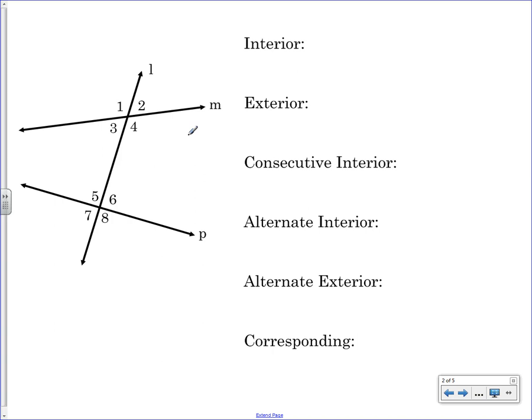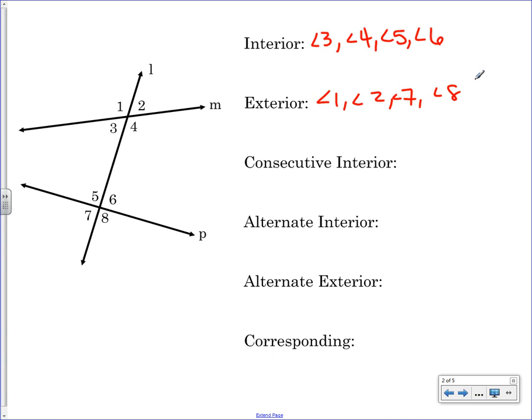So if you look at this, the interior angles are going to be the ones on the interior. Do you guys see that 3, 4, 5, and 6 are on the interior? Do you see that? So I'm going to say interior is angle 3, angle 4, angle 5, and angle 6. Those are the interior angles in this picture. Okay, so then what do you think the exterior angles would be? There's 4 of them. Yep, the outside ones, the 1 and the 2, and the 7 and the 8. Angle 1, angle 2, angle 7, angle 8. Everybody okay with that?